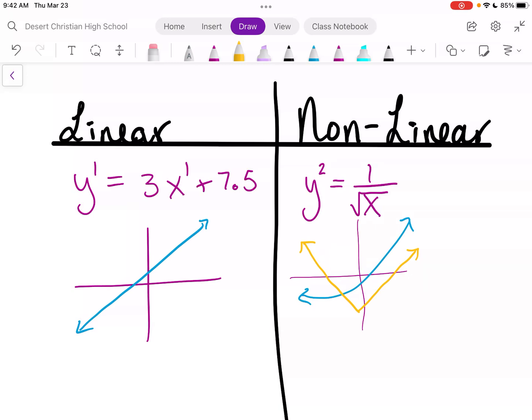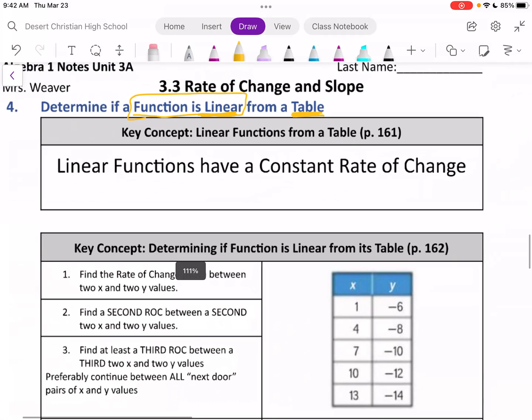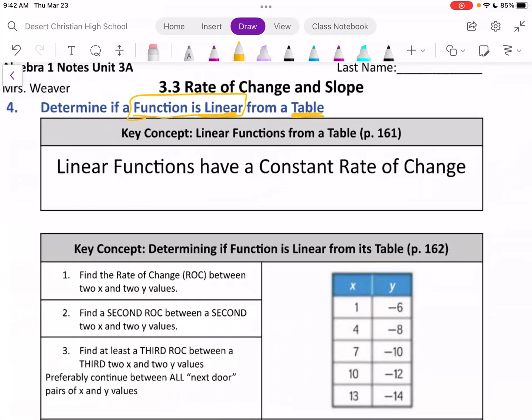So now that we have explored this concept of rate of change, we are going to have a chance to get some more practice with rate of change as we look at how to determine if a function is linear from its table. I'm going to ask you guys to just read this key concept to yourselves real quick.